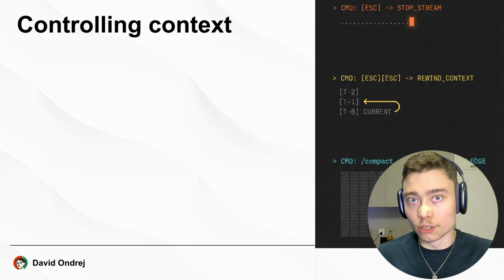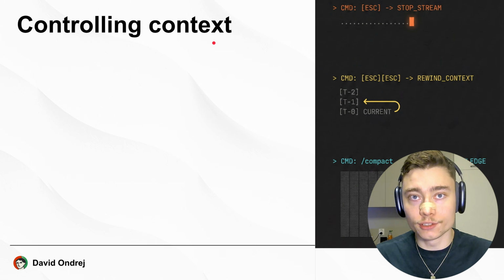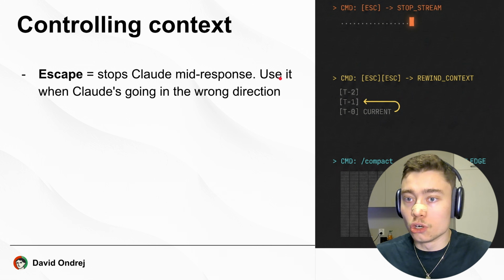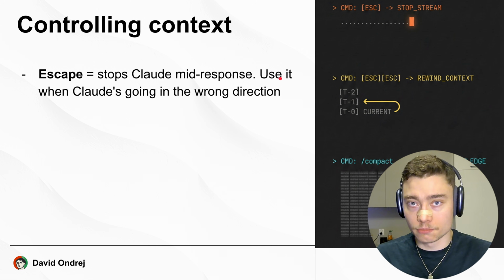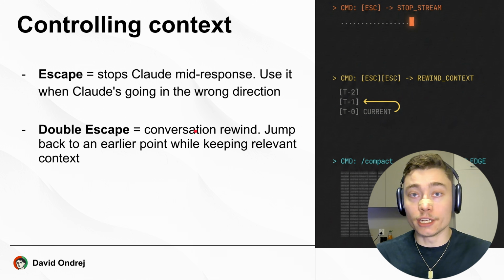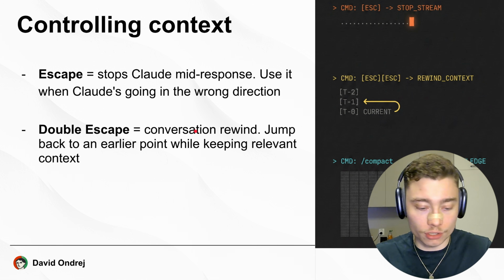The next section of the Anthropic course is about controlling the context. When you press escape, it can stop Claude mid-response. That way you can interrupt it when it's going in the wrong direction, or when you want to provide more context and have it go again. Now when you press escape twice, you can see your previous messages and rewind to an earlier point of the conversation. So let me show you right here.